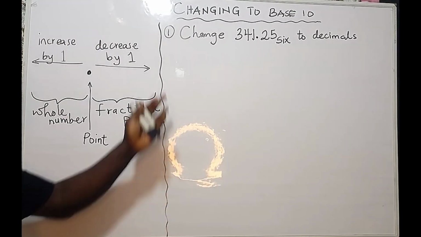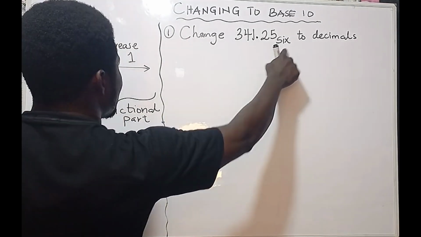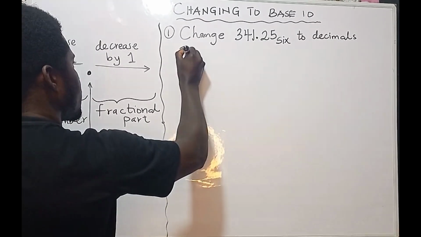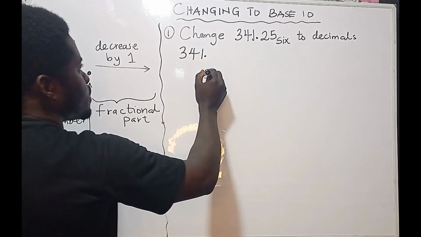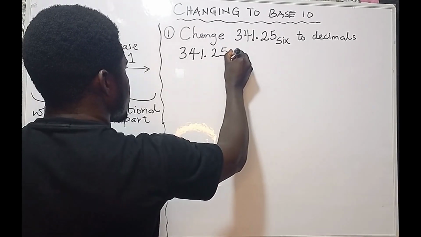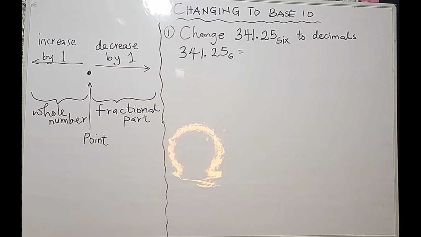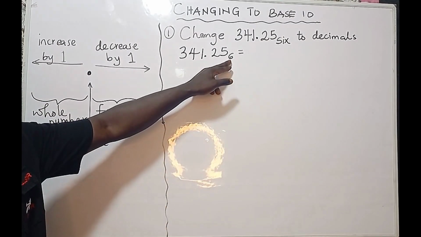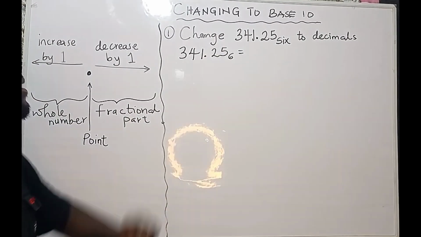All right. Whenever you are posed with a question like this, if it will confuse you, then you rewrite it in numeral form. So this is 3, 4, 1.25 base 6. The first thing we have to do is to identify the base in which this number is, and we know it is in base 6.